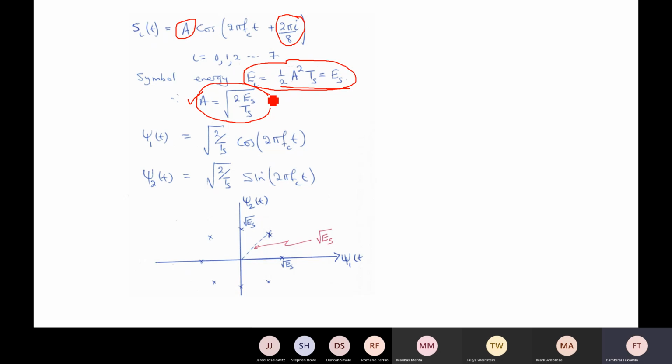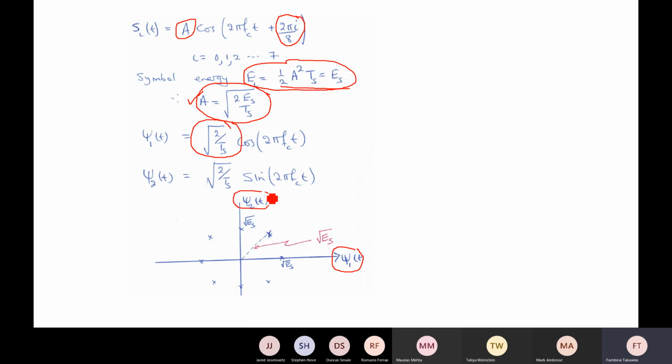The basis functions would be cos and sine, and they need to have unit energy, which means essentially the amplitude of each of the basis functions would be root of 2 upon Ts. So for the constellation, we have psi1, which is the first basis function, and psi2, which is the second basis function.